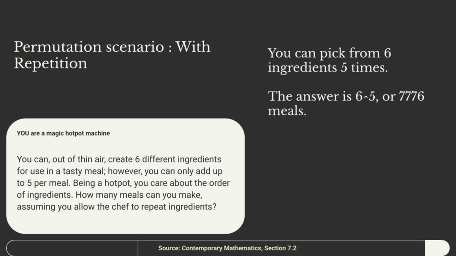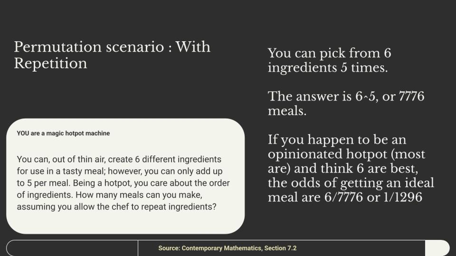Alrighty, since you can pick from 6 ingredients 5 times, the answer is 6 to the power of 5, or 7,776 meals. If you're an opinionated little hot pot and have 6 favorite meals, your odds of getting an ideal meal are 1 in 1296.